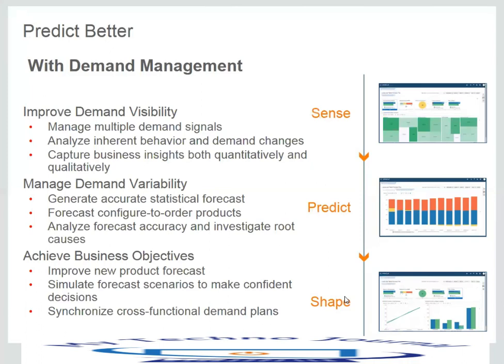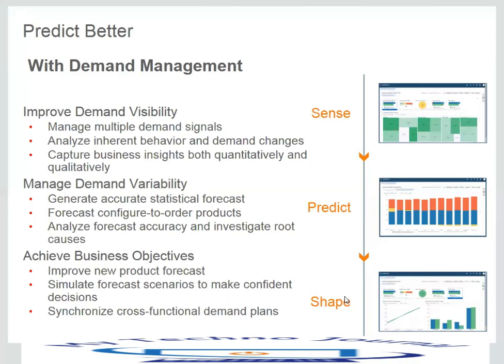So as a whole, this basically improves the demand visibility, manages the demand variability, and achieves the business objectives. If you see the visibility part, it manages multiple demand signals, analyzes inherent behavior and demand changes, and captures business insights both quantitatively and qualitatively. And if you see the variability part, you can generate accurate statistical forecast. You can also forecast for configured order products along with the standard products, and you can analyze forecast accuracy and investigate any root causes if you see there is a flaw in that.